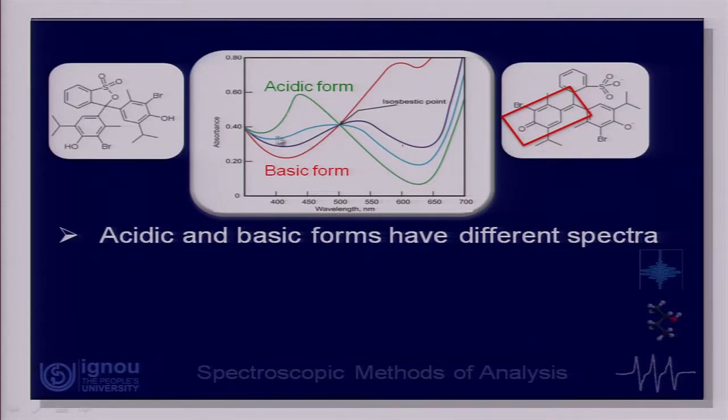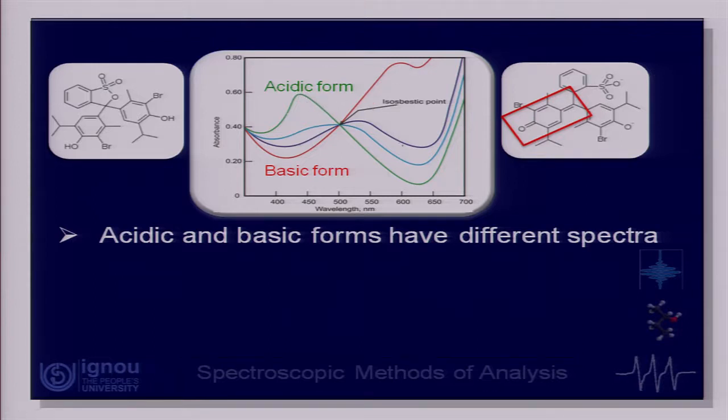What you find is that this green spectrum here is the spectrum of bromothymol blue in the acidic form of the indicator, and this red spectrum here represents the basic form of the indicator. In this basic form there is some kind of quinoid structure, and because of this quinoid structure there is a large absorption at this particular wavelength. So, the message from this spectrum is that the spectra of the acidic form and the basic form are glaringly different from each other.